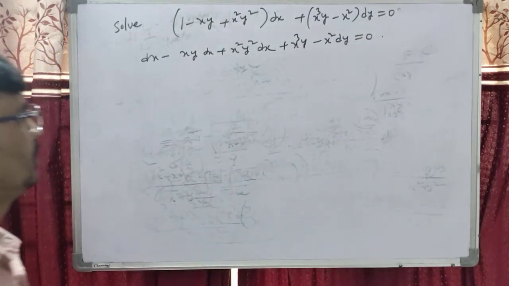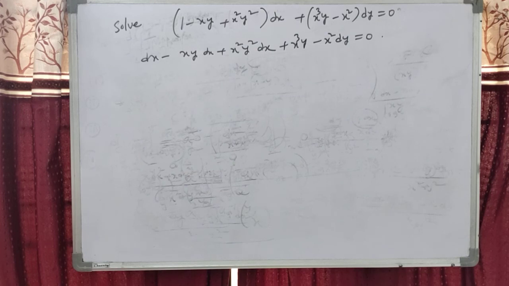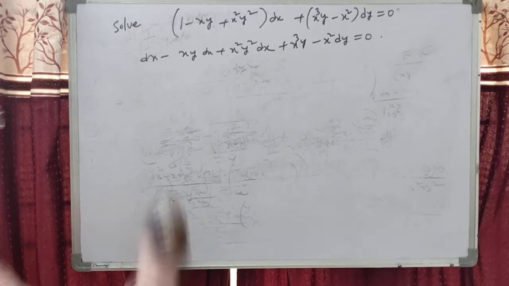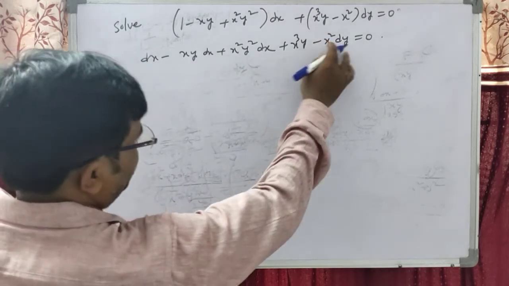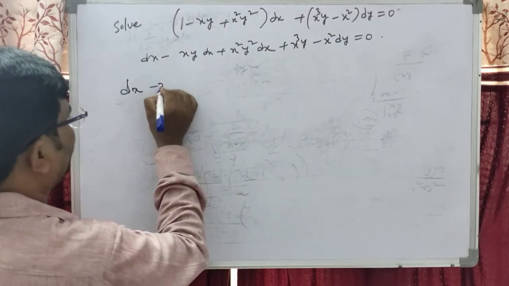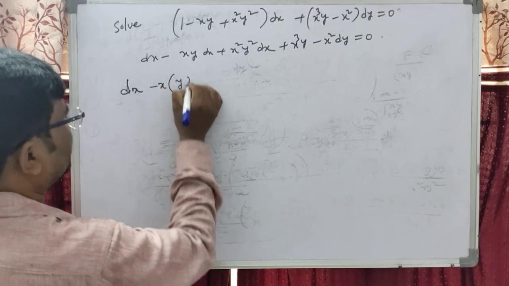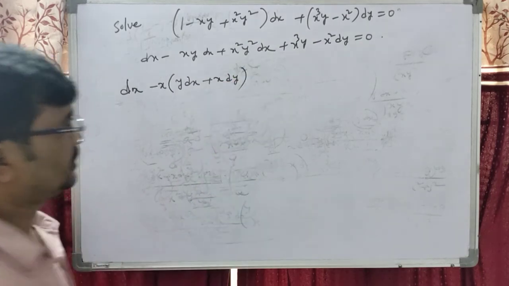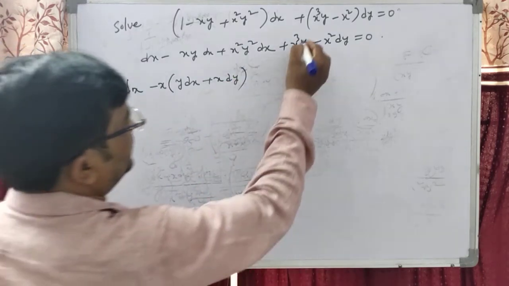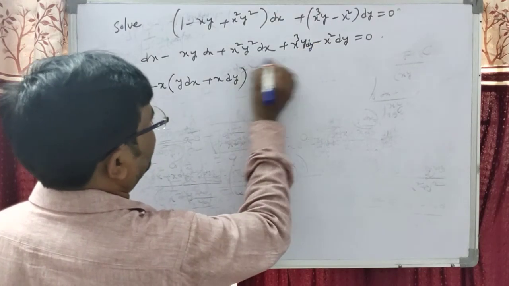Now students, what do we observe here? When we take the dx terms first, there are two minus terms. Taking minus x common, we get y dx plus x dy. Yes or no, students? Now this is xy.